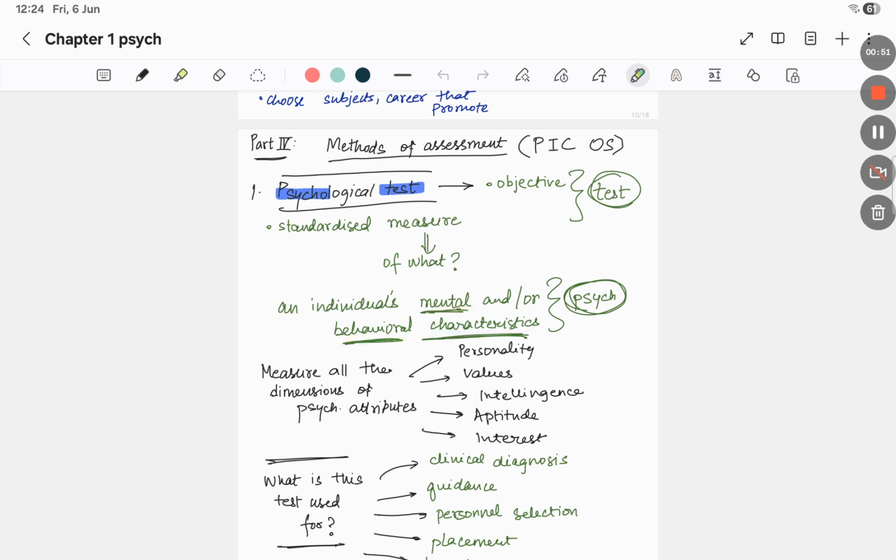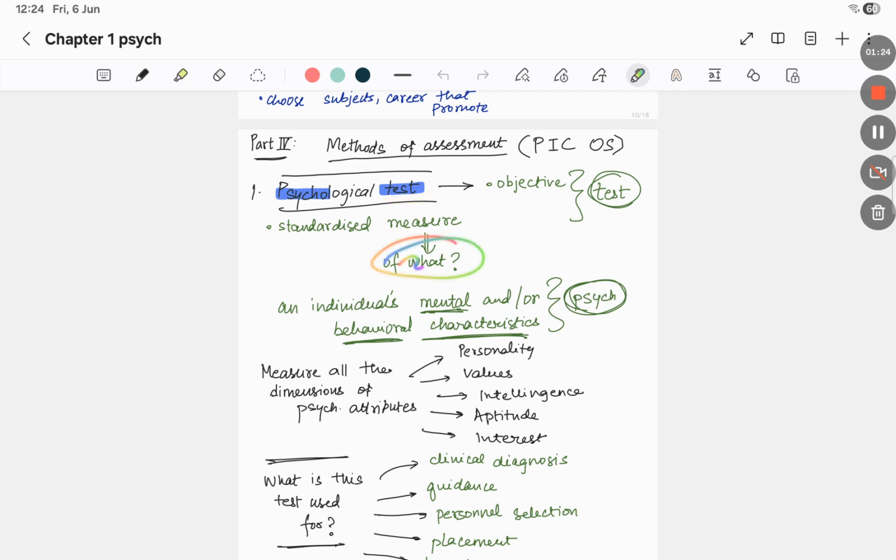So if you divide the word psychological test into psych and test, if you just focus on these two words, from test we get that it is standardized and it is objective, because let's say you're writing an exam, so the scoring key is the same, right? So let's assume it's an MCQ test. So the scoring key is the same. So everybody is scored on the same basis and all your scores can be compared. Okay. So from that we get that it is objective and it is a standardized measure.